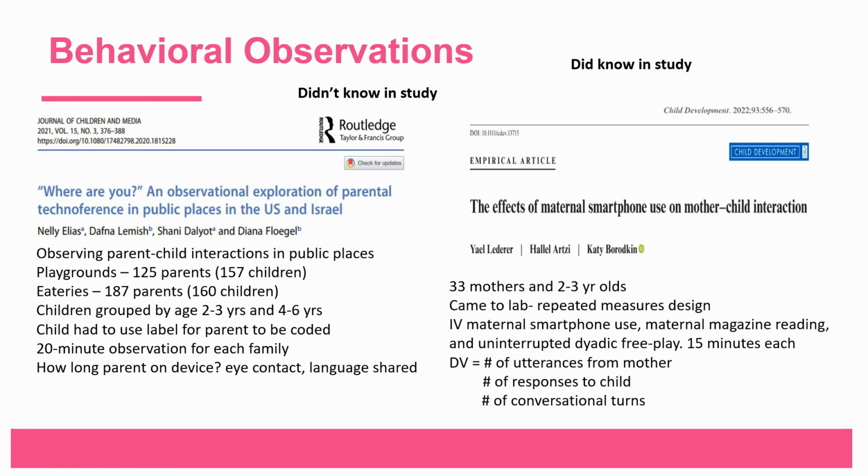So again, in this study, if you're interested in the results, the publication reference is part of the slides here. They did find that when the mothers were on their smartphones, they engaged in fewer utterances to the child, fewer conversational turns, and they weren't as responsive to the child as you would imagine. They found the highest rates of being responsive in the uninterrupted free play, and magazine reading was somewhere in the middle.